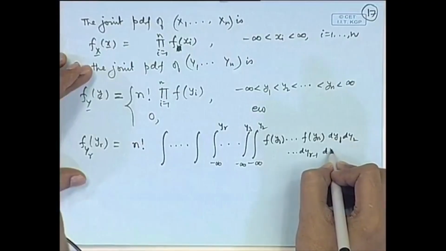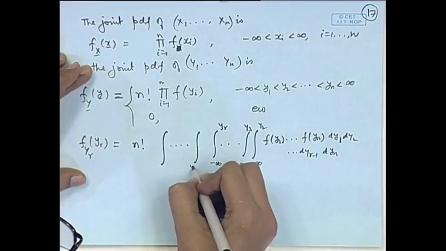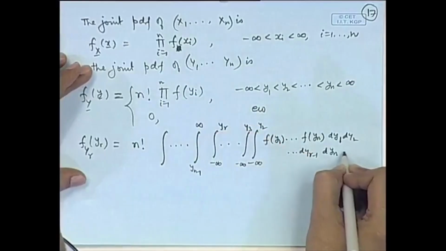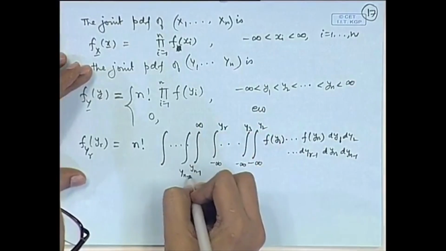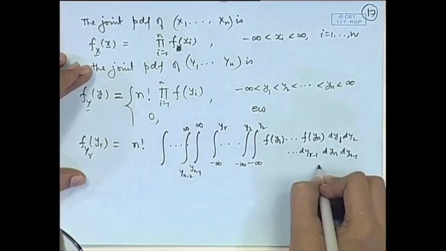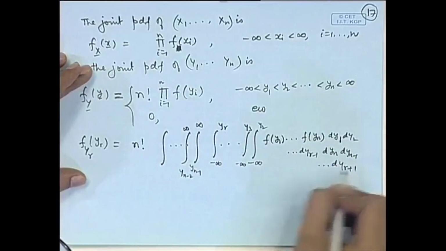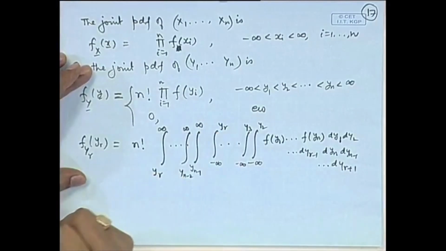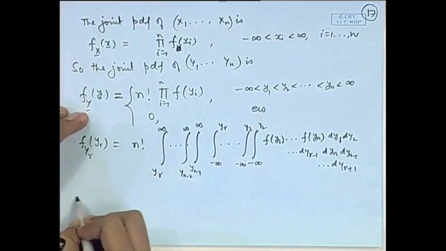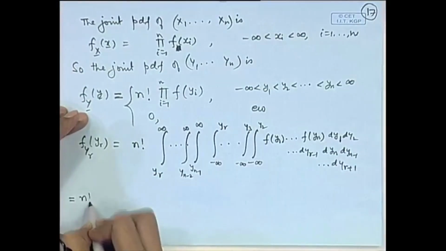Then we can integrate y n from y n minus 1 to infinity, y n minus 1 from y n minus 2 to infinity and so on. dy r plus 1 will be from y r to infinity. So, let us look at the evaluation here.